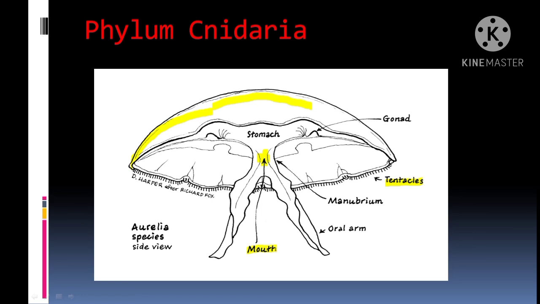These are diploblastic organisms. These are radially symmetrical. It forms one opening, that is a blind sac body plan. It means both processes, intake of food and removal of waste products, take place through a single opening, that is the mouth. That type of body is called a blind sac body plan. So this is the summary of phylum Cnidaria.